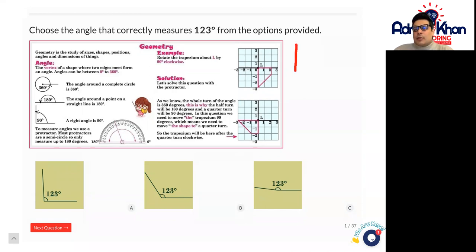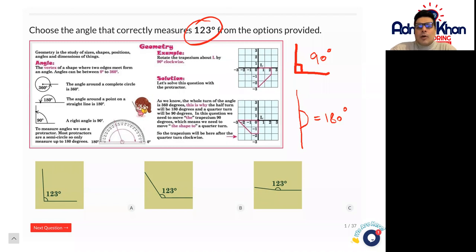So just very quickly, as a rough example, this will be what we call 90 degrees in total. So roughly speaking, 90 degrees. And then we have what we call a straight line, and this is 180 degrees, roughly speaking. So 123 degrees will come somewhere in between 90 degrees and 180 degrees.